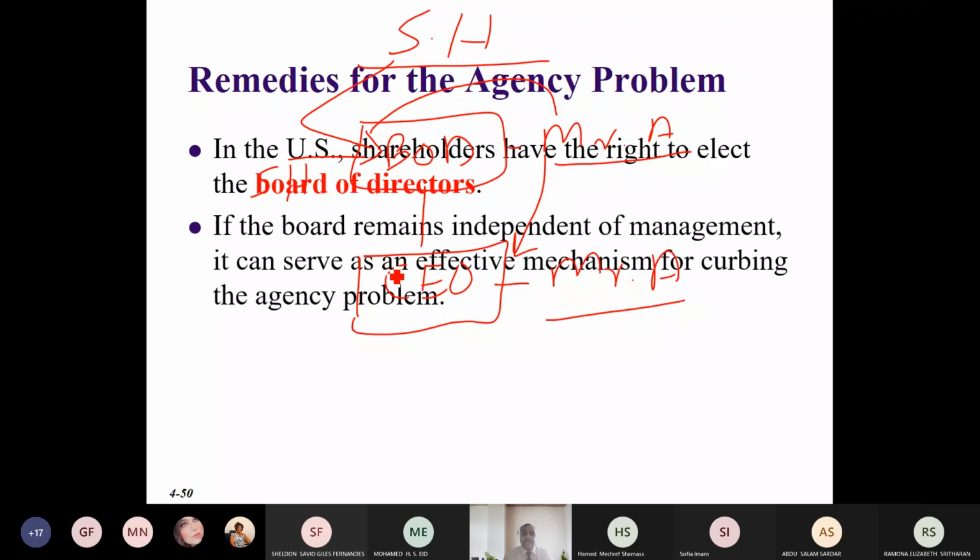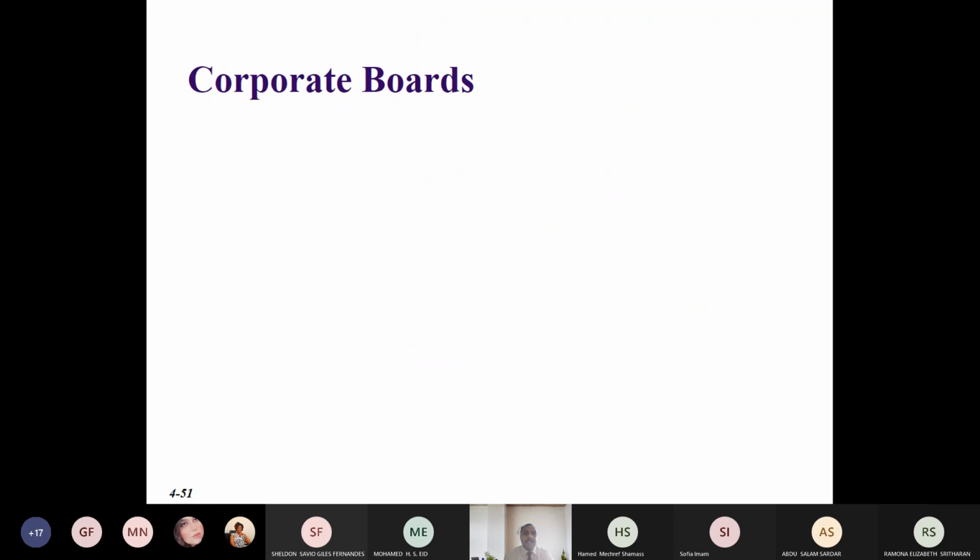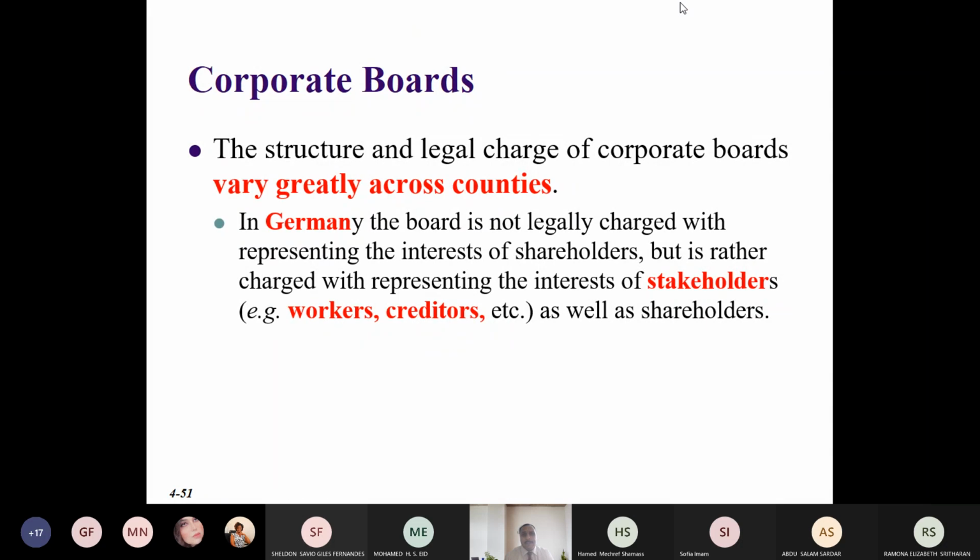So the board of directors are there. They appoint the CEO. Now the board consists of different numbers in different countries. The structure and the legal charges of a corporate board vary from country to country. In different countries, you will find different numbers of board of directors. In some countries, there are 5. In some countries, 7 board of directors should be there. In some countries, one of the board of directors must be a shareholder.